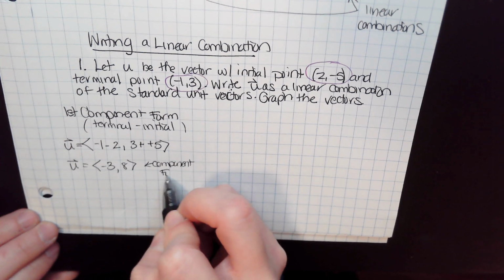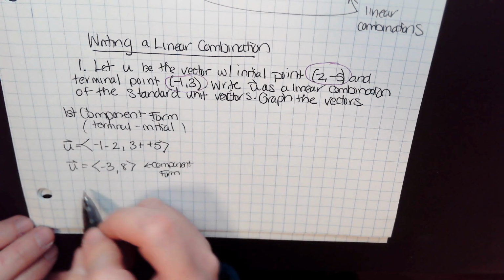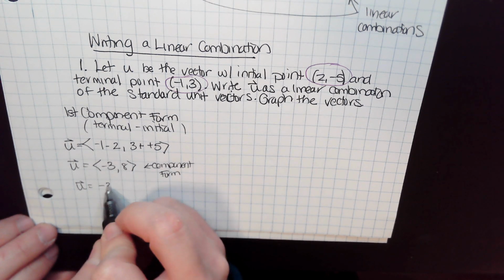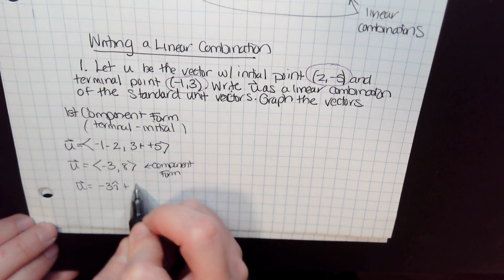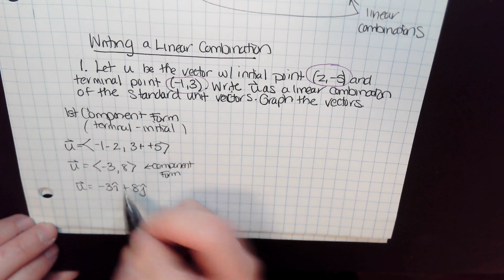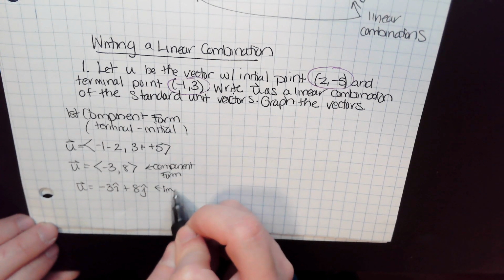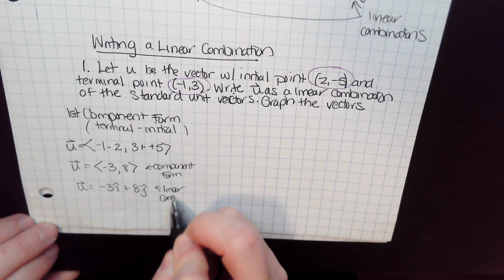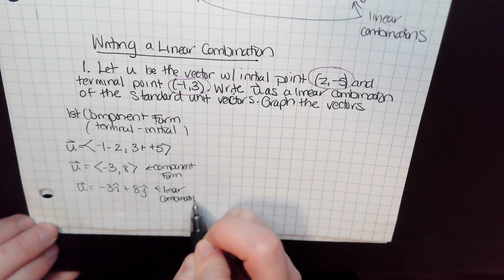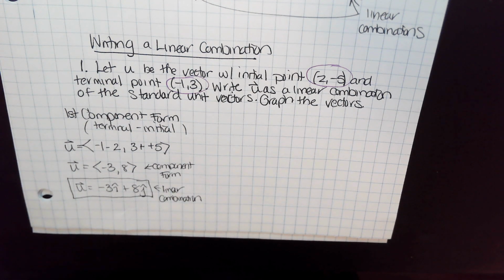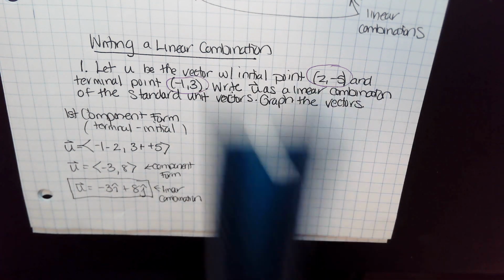To write it as a linear combination, all we do is take off our angled brackets and make it -3i plus 8j. So no comma, plus instead. And this is your linear combination. All right, and then it asked us to graph.